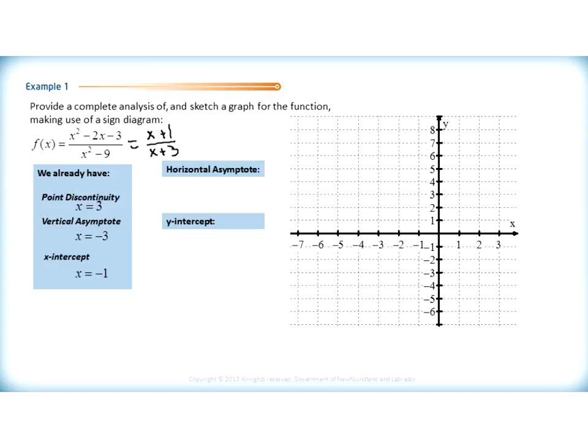Okay, so whether I look at this form of it or I look at this form of it and I think about the horizontal asymptote, remember I compare the degrees. Since this degree and this degree are the same, then we know that the limit is going to be the ratio of those leading coefficients.